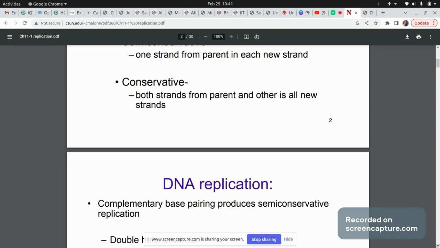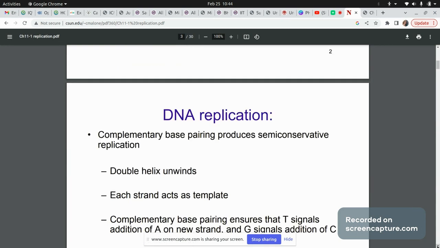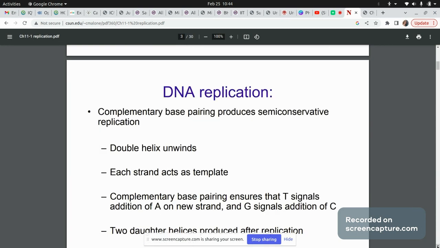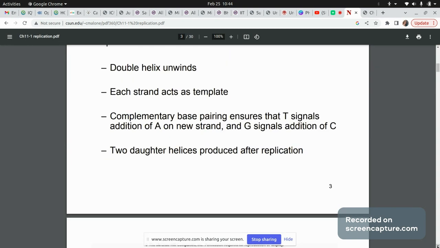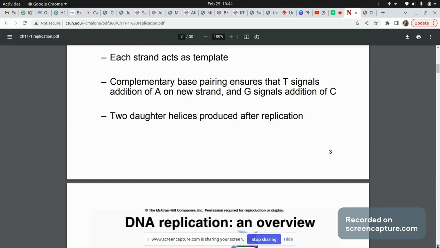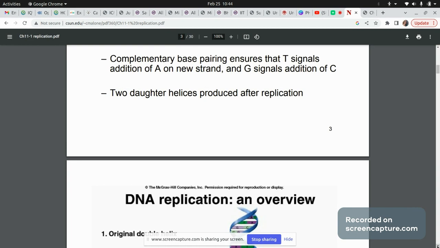DNA replication. Complementary base pairing produces semi-conservative replication. The double helix unwinds, and each strand acts as a template. Complementary base pairing ensures that a T results in the addition of A on the new strand and a G results in the addition of C. Two daughter helices are produced after replication.